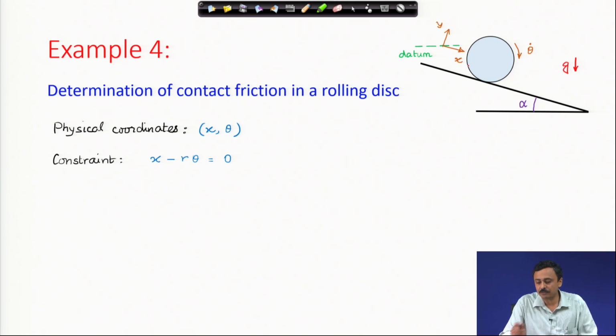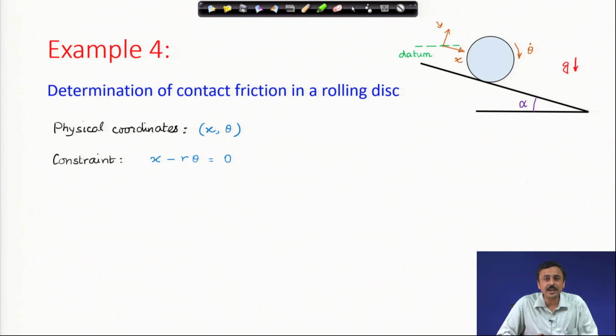How is x measured? I have drawn the coordinate system x y, where the x axis is aligned with the inclined plane, and I have also shown the datum which we will require for the potential energy calculation. I have considered this x and theta both. Remember, when we have pure rolling, x and theta are dependent, but now I break that dependence. I allow the rolling constraint to be broken, thereby allowing the friction force or the constraint force to do some work, virtual work, not real work.